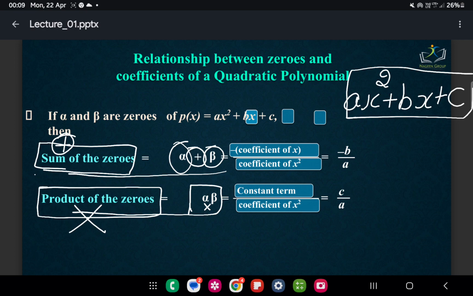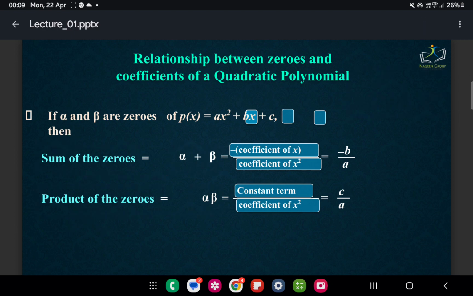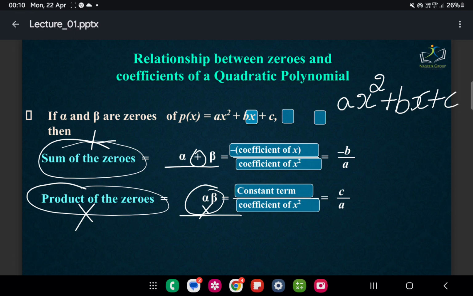Now we are discussing alpha plus beta. Alpha plus beta equals minus of the coefficient of x divided by the coefficient of x square.